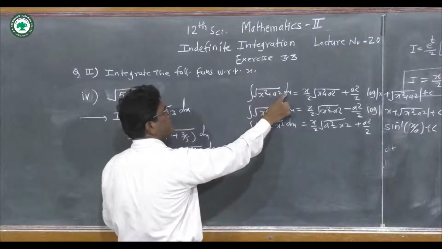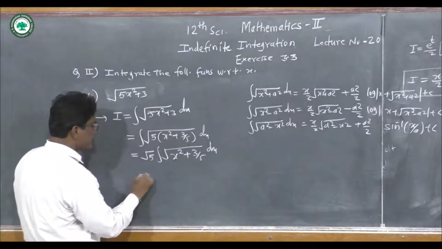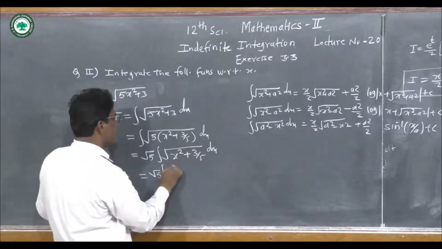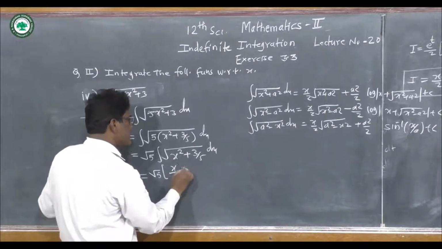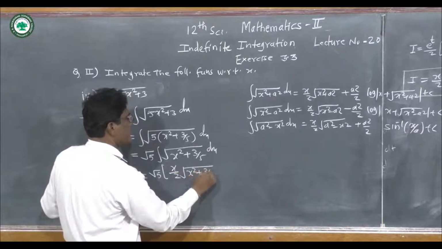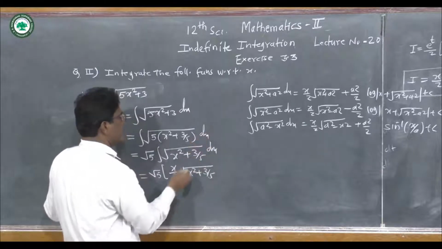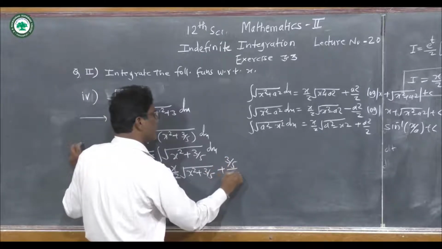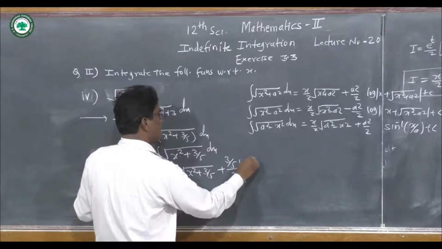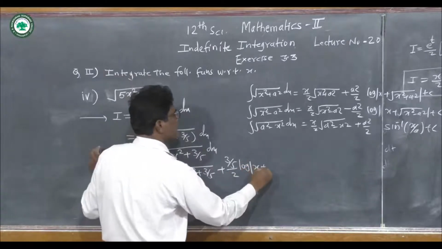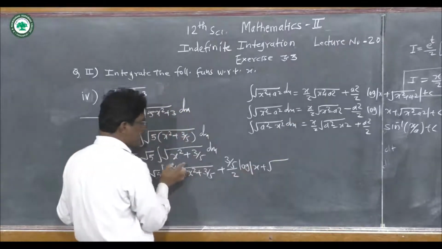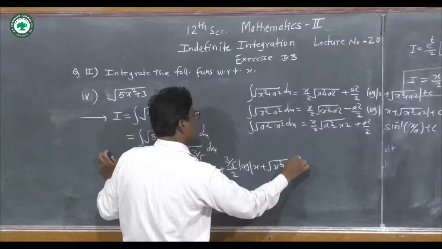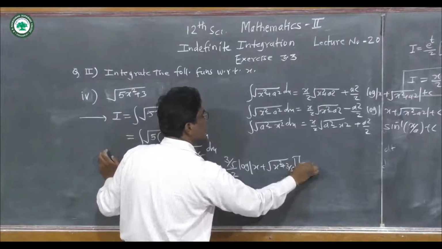Under root of x square plus a square dx, that is equal to this root 5 as it is, in square bracket x by 2, question as it is, that is root of x square plus 3 by 5 as it is, plus a square upon 2, so 3 by 5 upon 2 into log of x plus question as it is, that is root of x square plus 3 by 5 and plus constant of integration, like this.